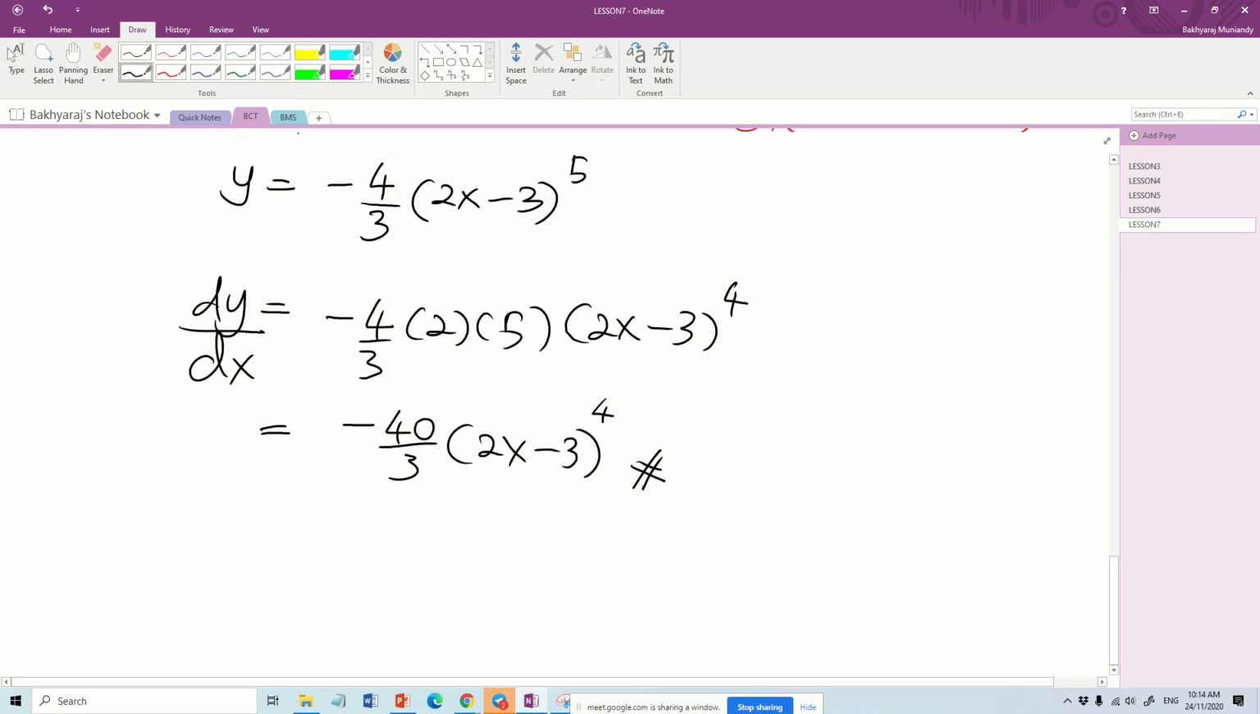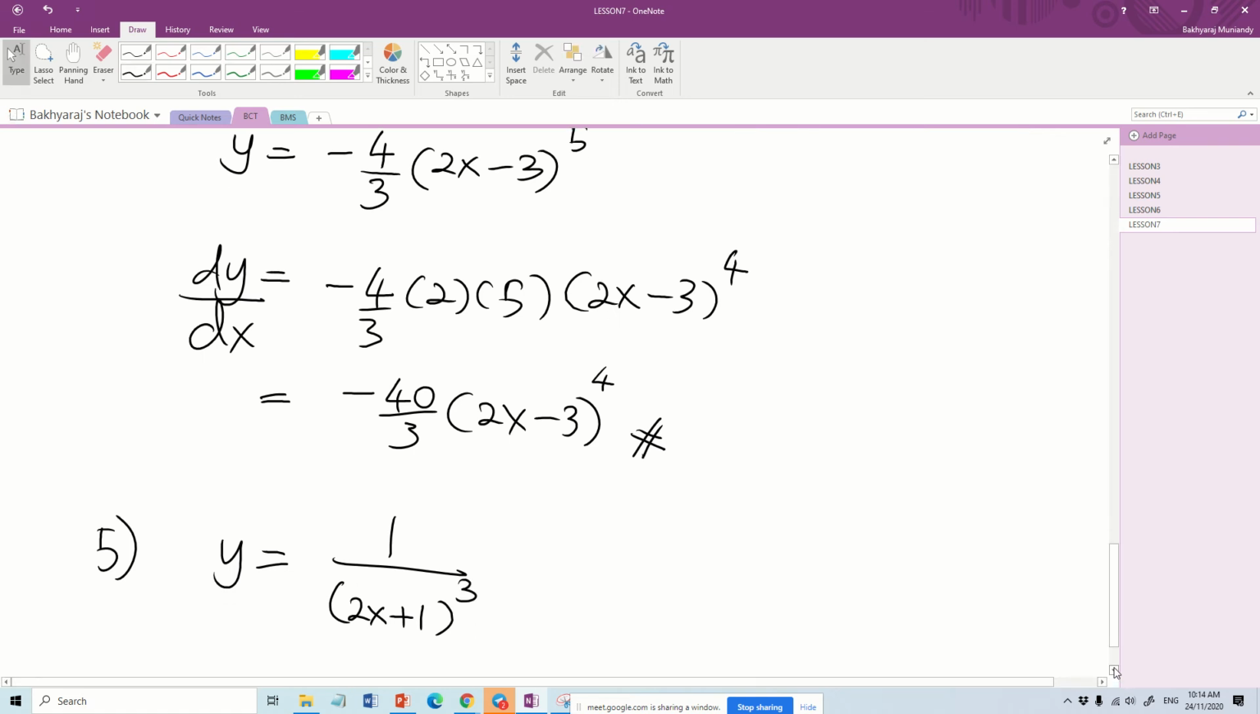Okay, let's say we have number 5. You have y equal 1 over 2x plus 1 power of 3. Now we have negative power. Kita sekarang dah ada negative power. So you need to modify. Okay, positive power, make it as a negative power. Bagi dia jadi negative power.